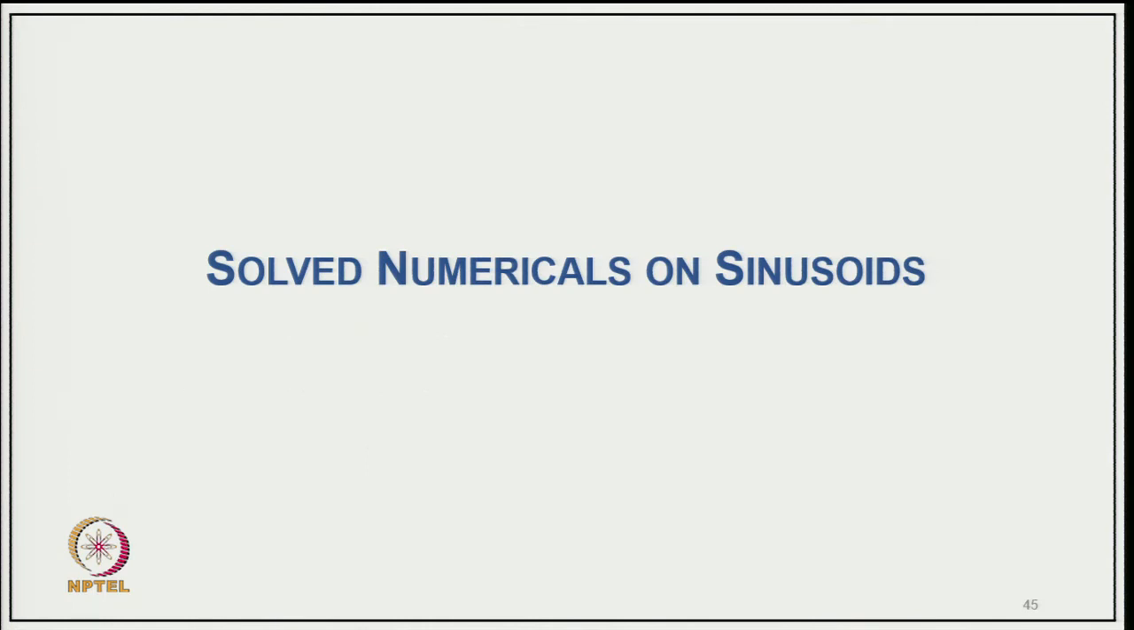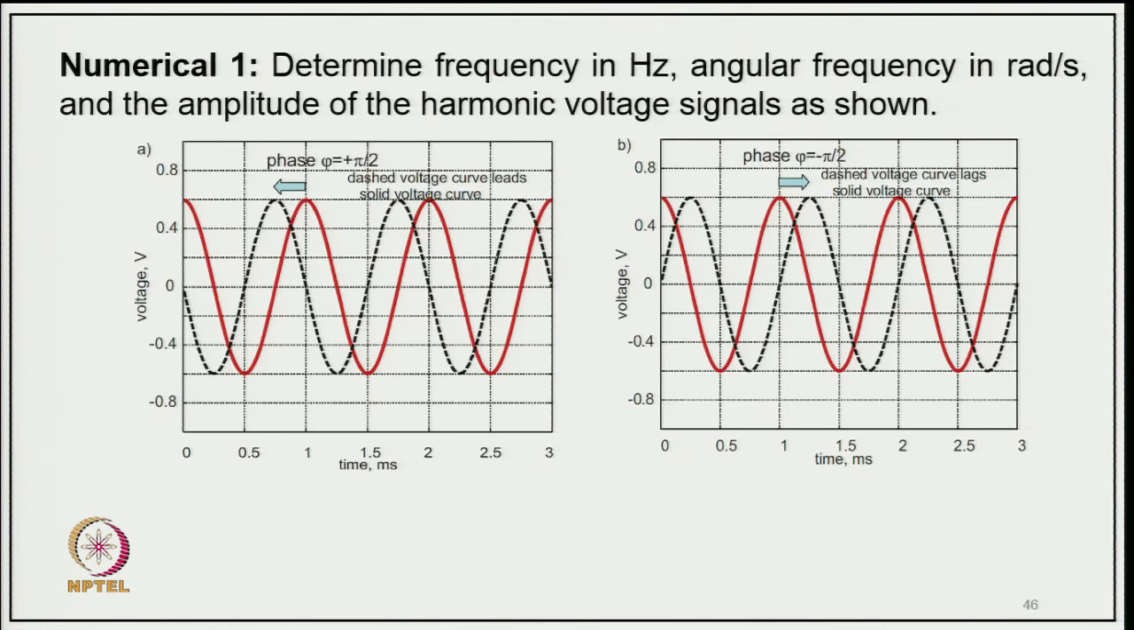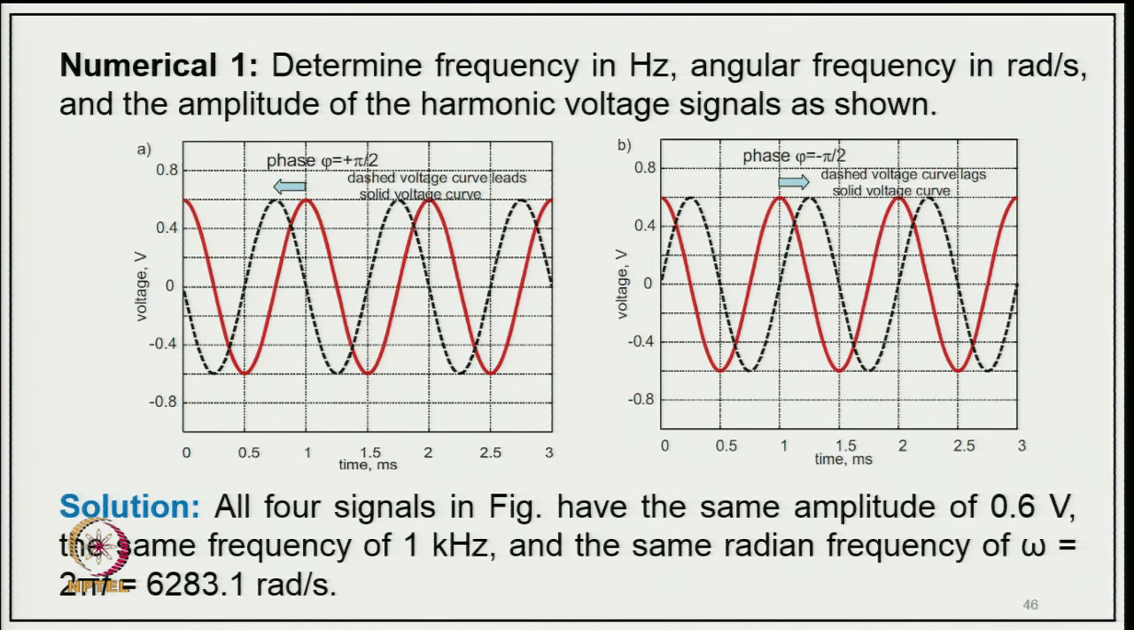And now, let us come to some solved numericals on the sinusoid. Well, the numerical one is to determine the frequency in hertz, angular frequency in radian per second, and the amplitude of the harmonic voltage sinusoid shown here, and these are typically the two waveforms you can see here. The solution: all four signals in the figure have the same amplitude of 0.6 volt and the same frequency of 1 kilohertz and the same radian frequency omega equal to 2 pi f, that is 6283.1 radian per second.